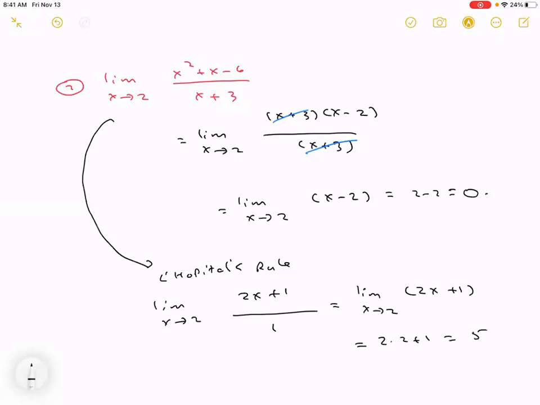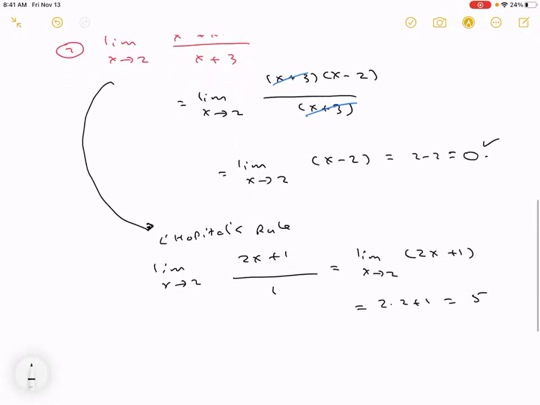Look what we got. We get 0 when we simplify the rational function and find the limit. Now look what we got when we try to use L'Hopital's rule. Why? We should be getting the same thing, right? Anybody? Can you tell me why we got different answers?